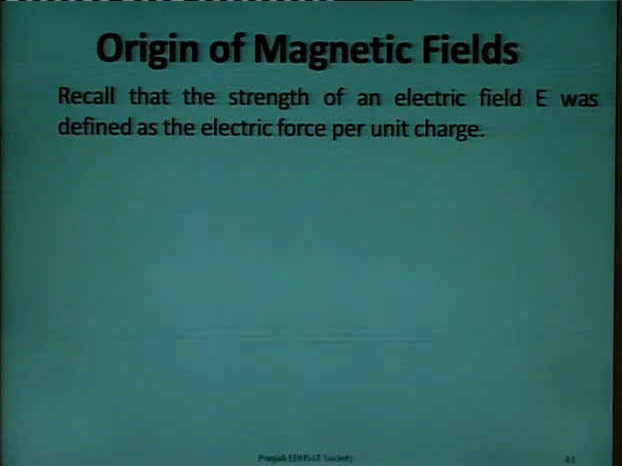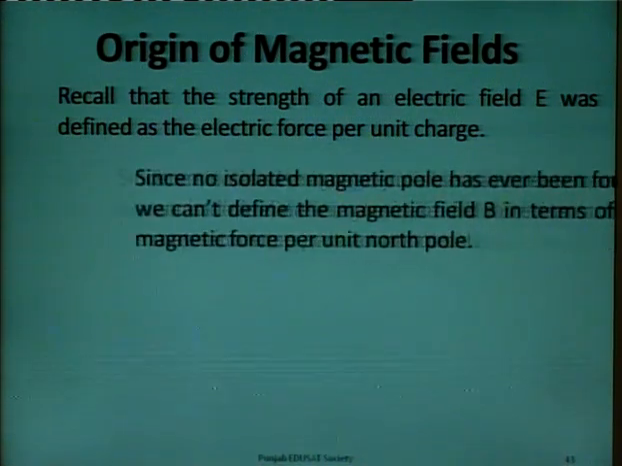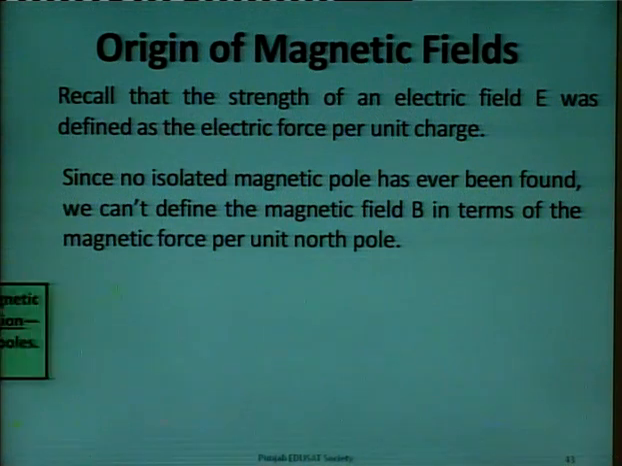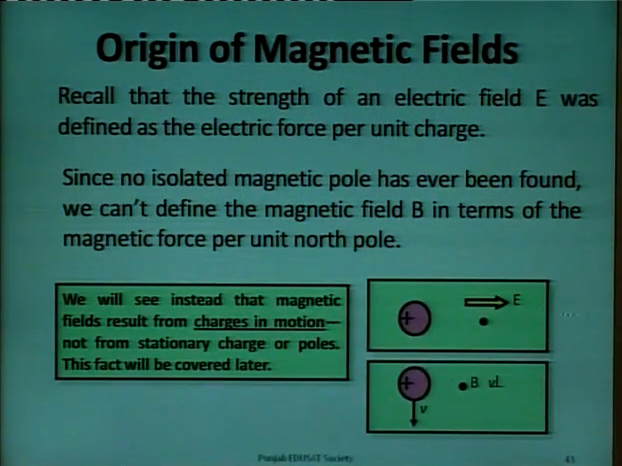Then the origin of the magnetic fields. Recall that the strength of an electric field E was defined as the electric force per unit charge. Since no isolated magnetic pole has ever been found, we can't define the magnetic field B in terms of the magnetic force per unit north pole. We will see instead that magnetic fields result from charges in motion, not from stationary charges or poles. This fact will be covered later.